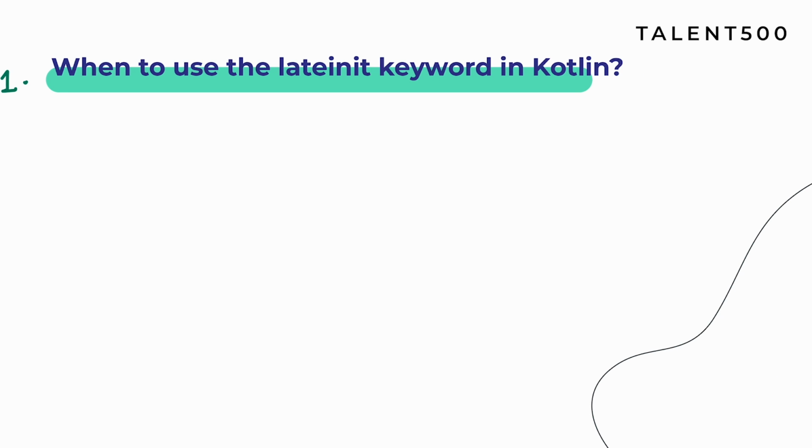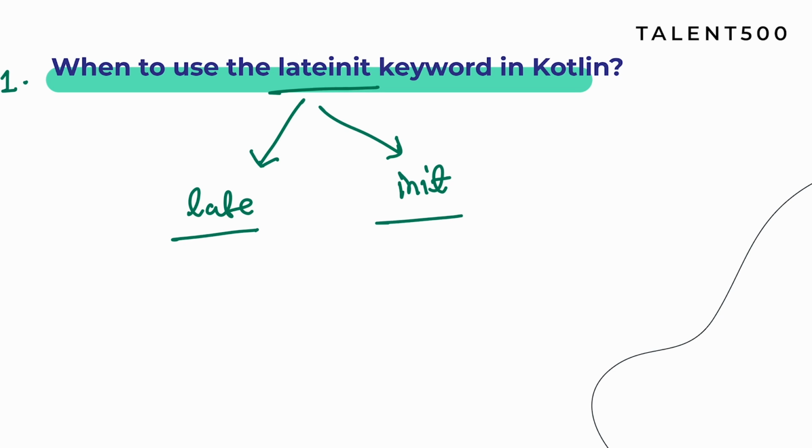the lateinit keyword in Kotlin. So the lateinit keyword, if we break it down into two parts, the two parts are late and init, which means initialization, that is late initialization. And what do we usually initialize? We usually initialize variables, right? So basically the lateinit keyword is used to initialize the variables.